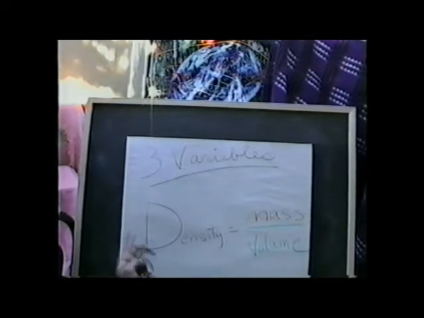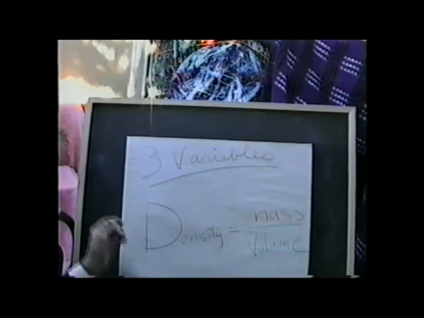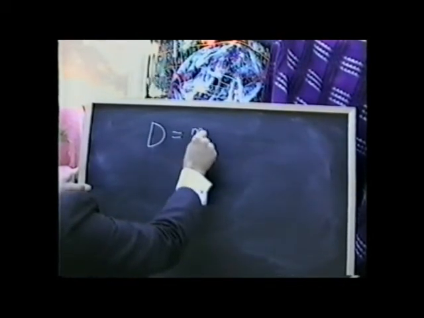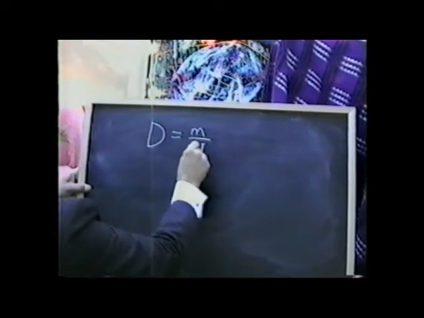Density. 3 variables in this equation. And the density is simply the mass divided by the volume. These units may seem new to you at this point. They're really quite simple. Written D equals m for mass over v for volume.